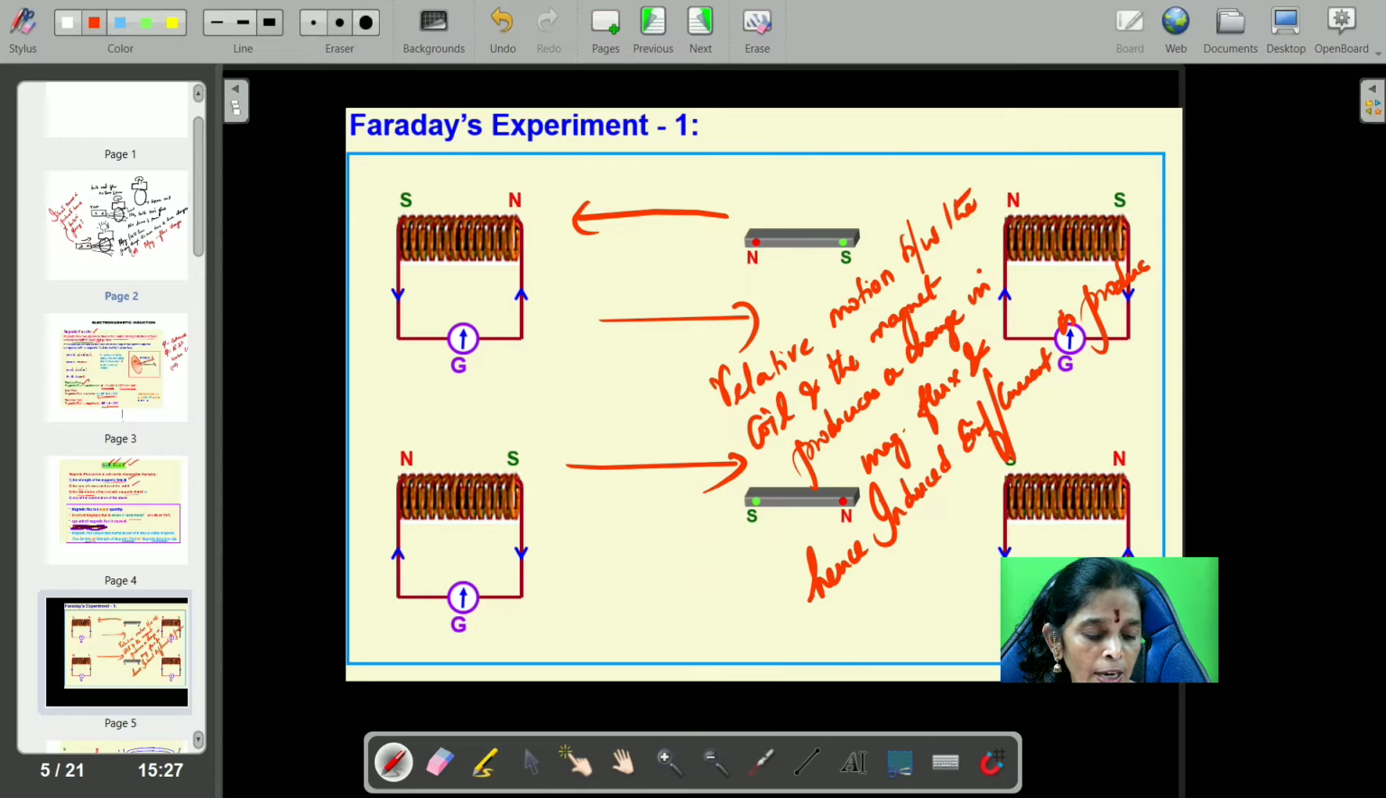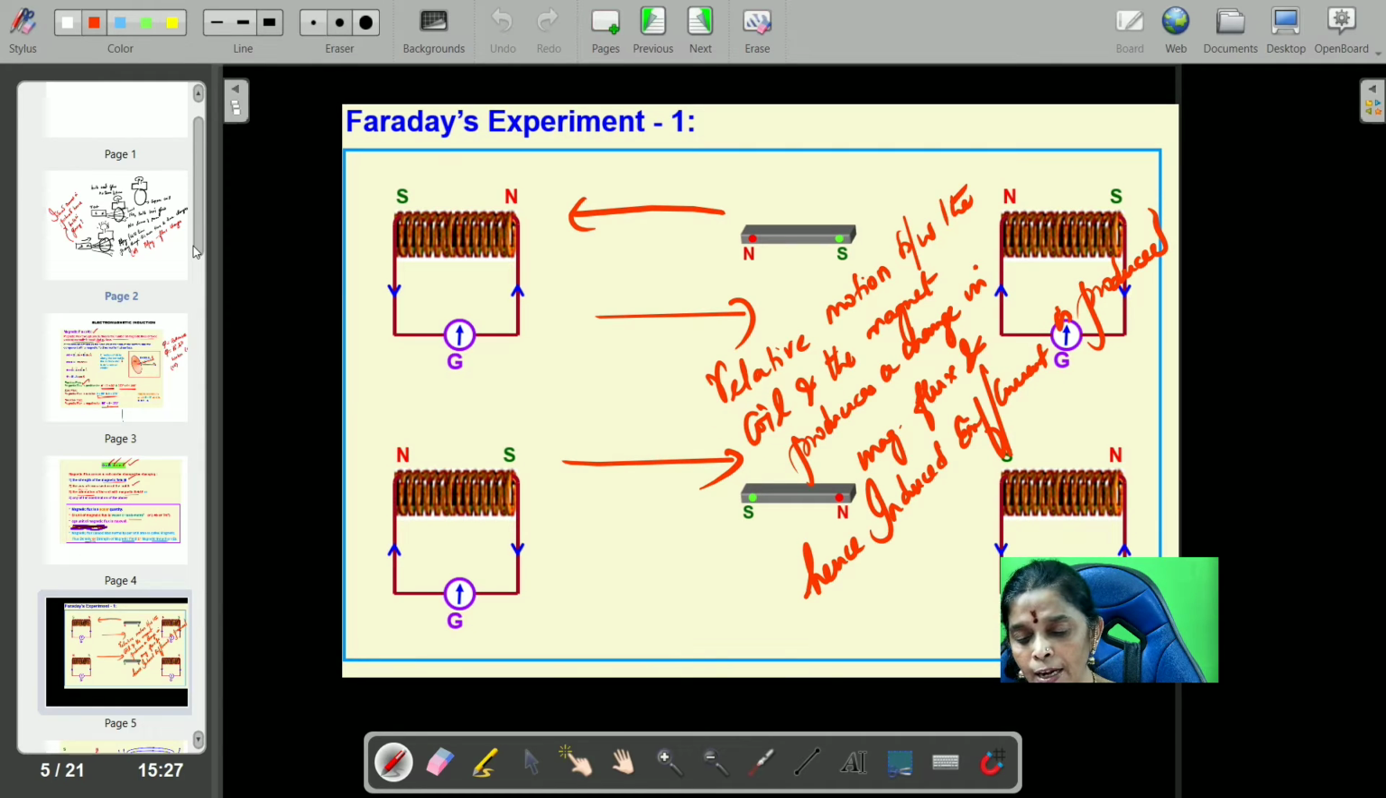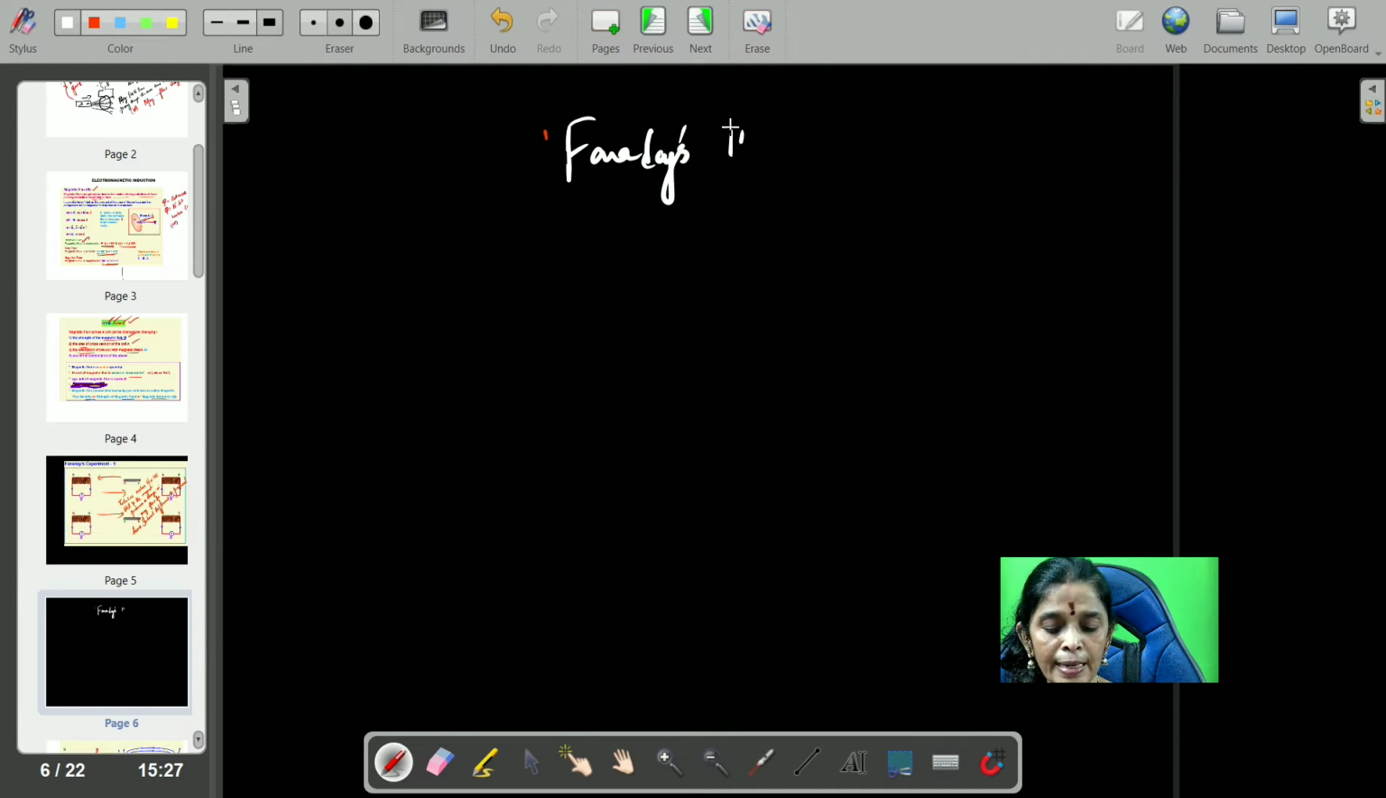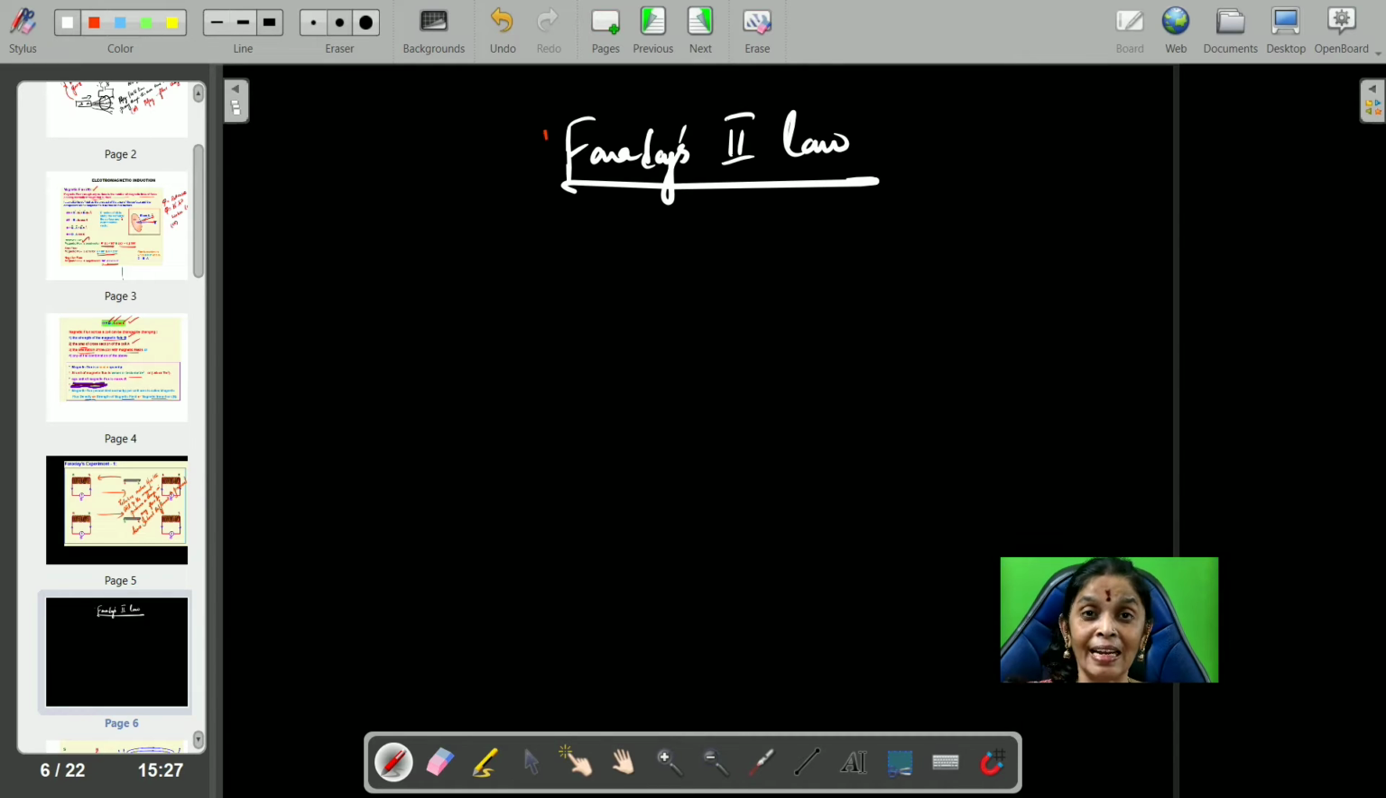Current is produced. This is Faraday's first law. Similarly, Faraday's second law will go. Faraday's second law. What is this Faraday's second law?